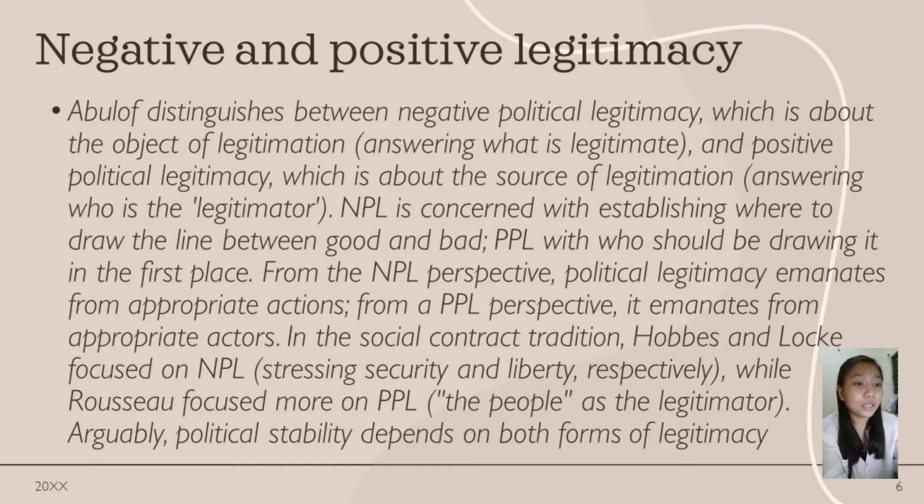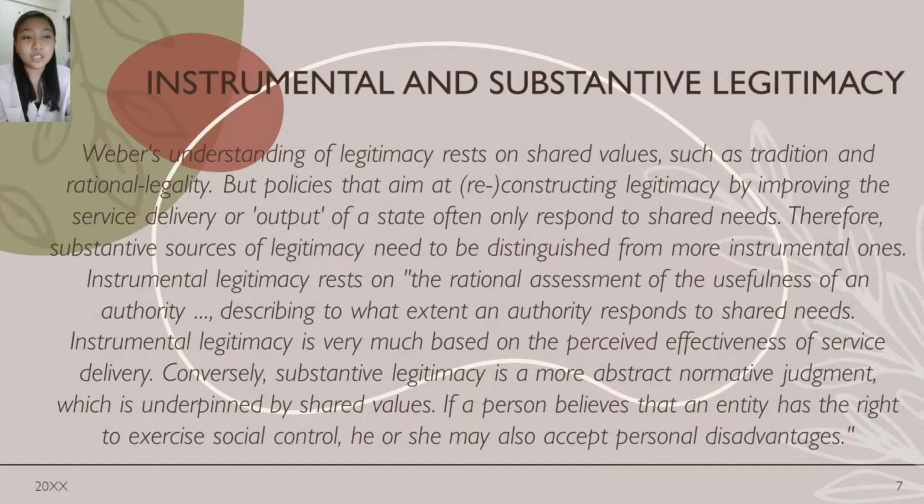In the social contract tradition, Hobbes and Locke focused on NPL, stressing security and liberty respectively, while Rousseau focused more on PPL, or the people as the legitimator. Arguably, political stability depends on both forms of legitimacy. The fifth legitimation is instrumental and substantive legitimacy. Weber's understanding of legitimacy rests on shared values such as tradition and rational legality.